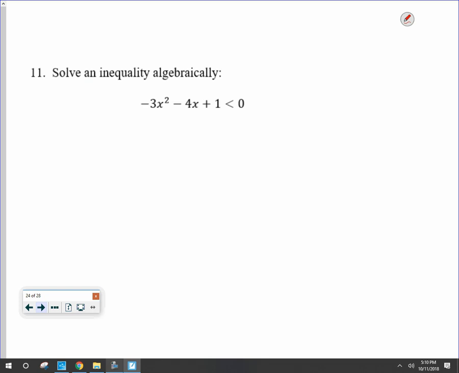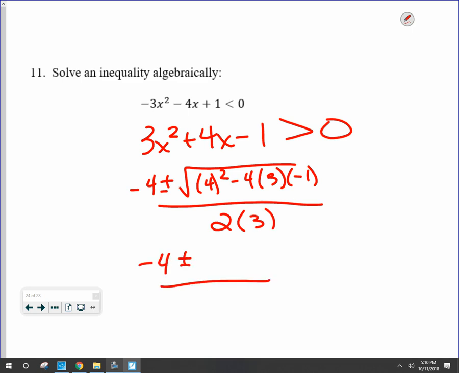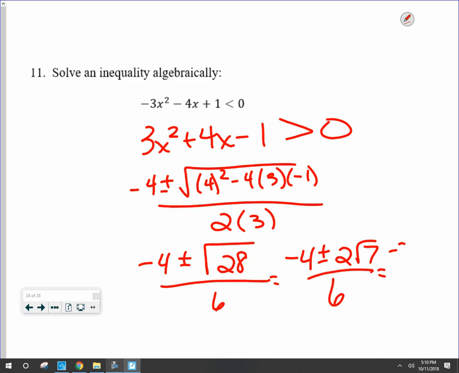I don't like the fact that there's a negative, so I'm going to go ahead and multiply everything through by negative 1. That does change the inequality symbol, because anytime you're multiplying both sides of an inequality by a negative, it flips. This is not factorable, so negative b plus or minus the square root of b squared minus 4ac all over 2a. Negative 4 plus and minus the square root. Again, the discriminant is always the more complicated part of this. You end up getting positive 28. Positive 28 does simplify into 2 square roots of 7, and all of those are divisible by 2.